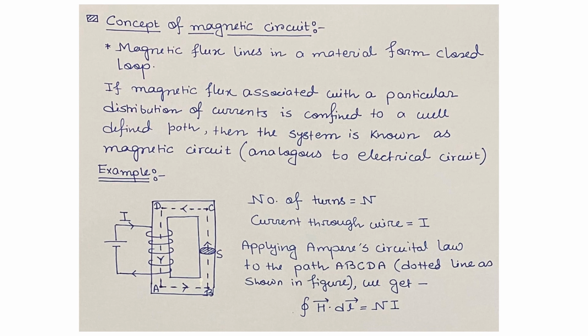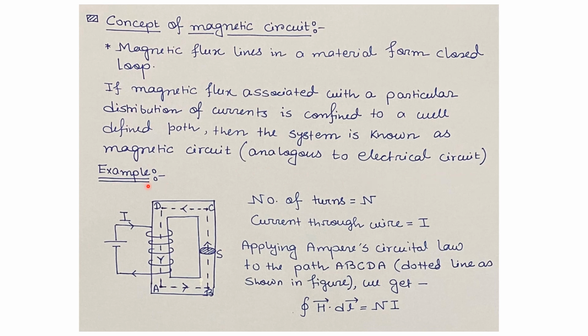According to the question, we have to deal with a magnetic circuit, which is basically analogous to an electrical circuit. First, we will study briefly the concept of a magnetic circuit. We know magnetic flux lines in a material form closed loops. If the magnetic flux associated with a particular distribution of currents is confined to a well-defined path, then the system is known as a magnetic circuit, which is analogous to an electrical circuit.